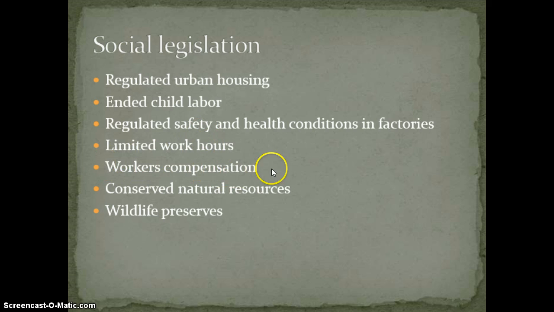Workers' compensation. Now, if you were hurt on the job, you would have assistance in dealing with those medical bills or all the issues that come along when you don't have the means with which to work physically. You also had legislation regarding the conservation of natural resources. Now, Teddy Roosevelt actually becomes a huge advocate in this area, and you'll see that as we move forward in the comparison of the Progressive presidents. You also had the preservation of wildlife and wildlife preserves.